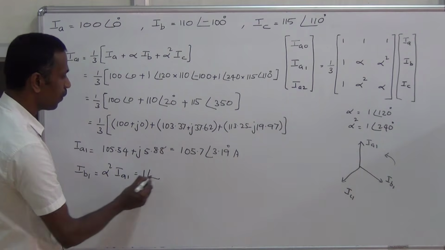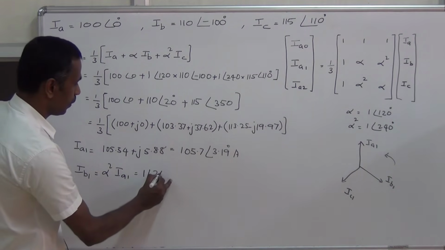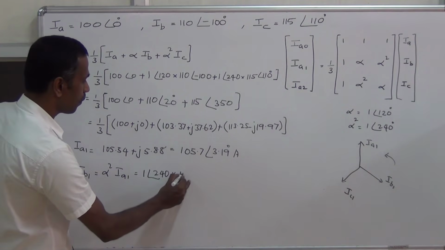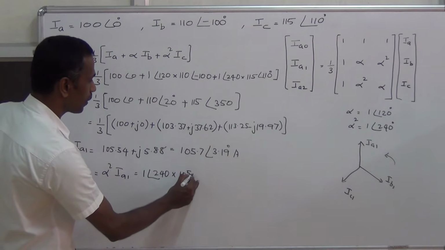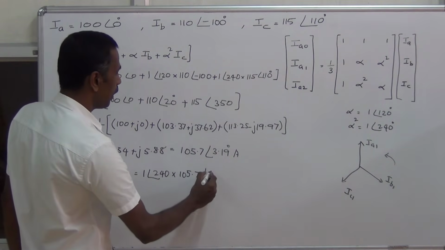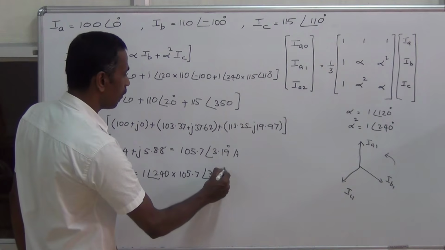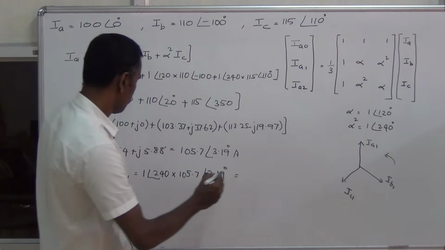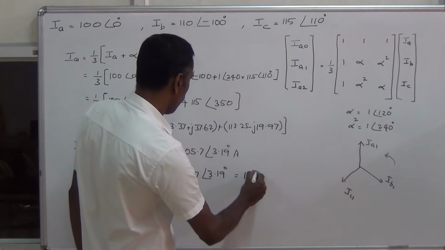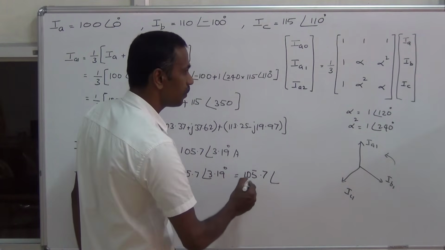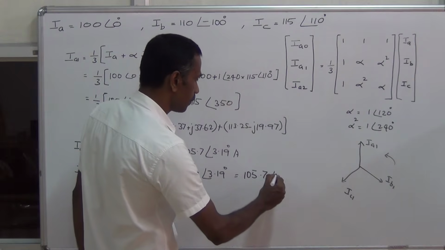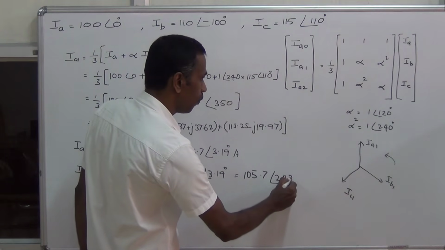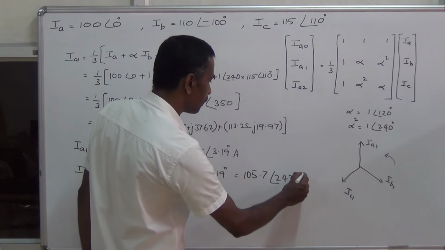This is equal to 1 angle 240 degrees into 105.7 angle 3.19 degrees. So this is equal to 105.7 angle 243.19.